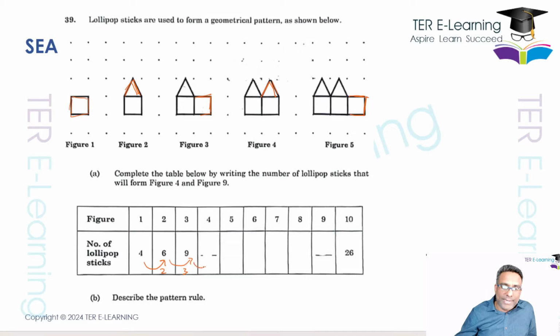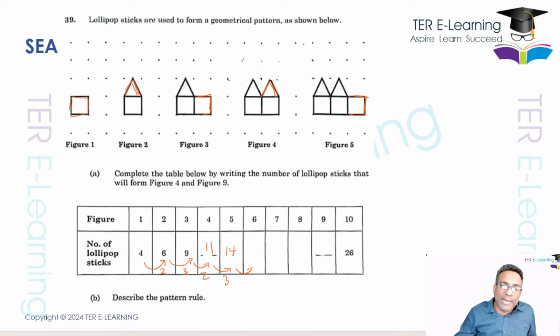So in the case of this scenario here, we're going to add 2. So this is going to be 11, right? That's going to be 11. Do they want all of them? Okay, so they just want you for figure 4 and figure 9, but we know that the next number in this here, we're going to add 3. So this is going to be 14.